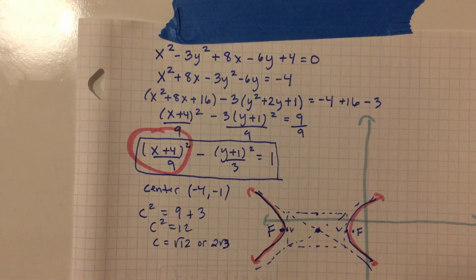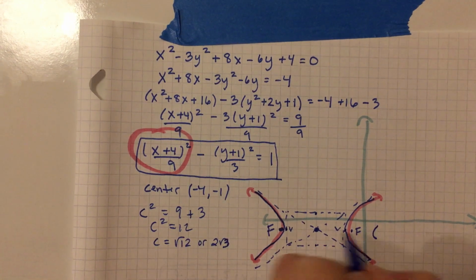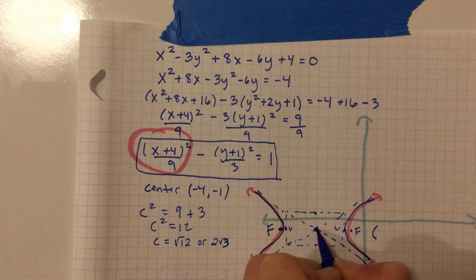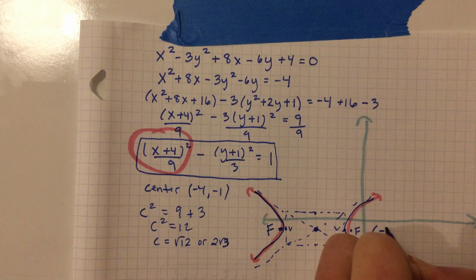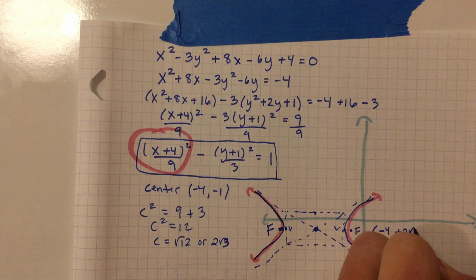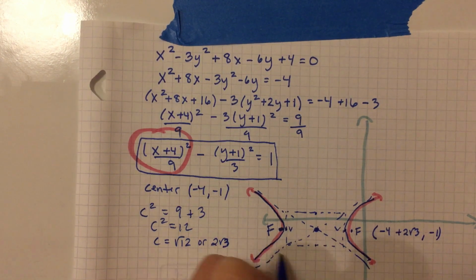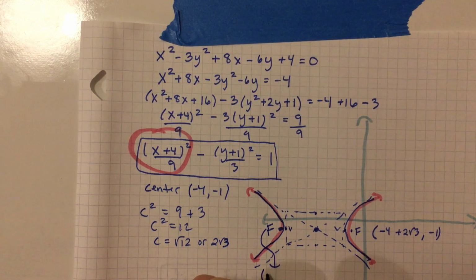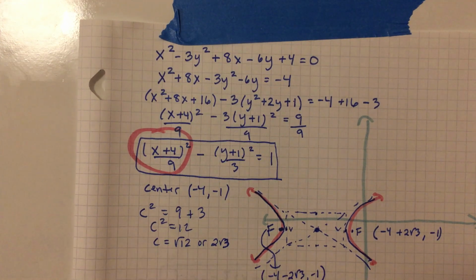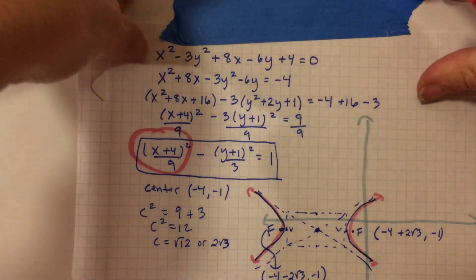Okay, all right, those points are from the center, which is at -4. I add 2√3 and go down 1. And this focus right here is from the center at -4. I subtract 2√3, go down 1. Okay. Oops, sorry. Let me move that up.